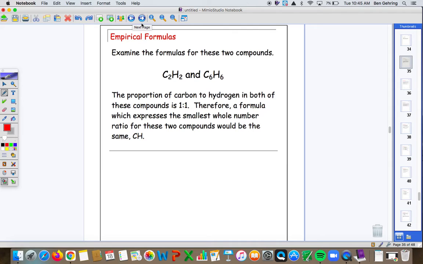So looking at these two examples, we have C2H2 and we have C6H6. You will notice that the ratio of carbon to hydrogen in this one is 1 to 1, or 2 to 2, which can be reduced to 1 to 1. In this one, it's 6 to 6, which can also be reduced to 1 to 1. So these have the same ratio of carbon to hydrogen atoms, and we can get these down to their smallest whole number ratio, which is 1 to 1. This is what we call an empirical formula.